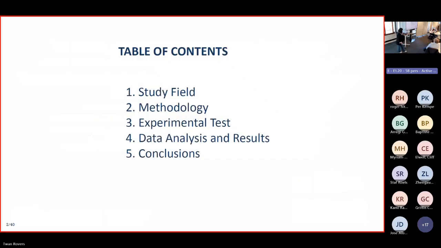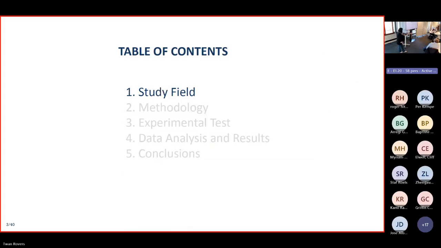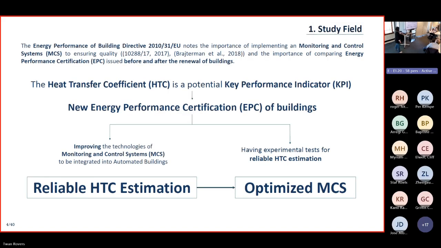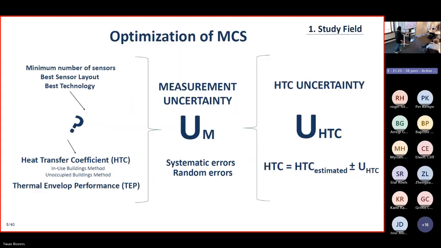So this is the table of contents. The heat transfer coefficient is a potential key performance indicator for the new energy performance certification of buildings. For that reason, we need to improve the technology, the monitoring and control systems, to be integrated into the building automation system. It's really important to have an experimental test for reliable HTC estimations. So to have reliable HTC estimations, it's necessary to optimize the monitoring and control system.